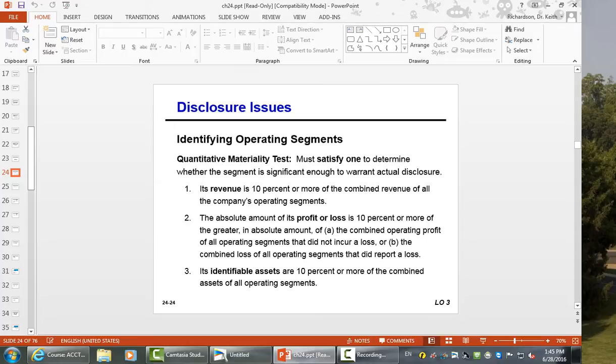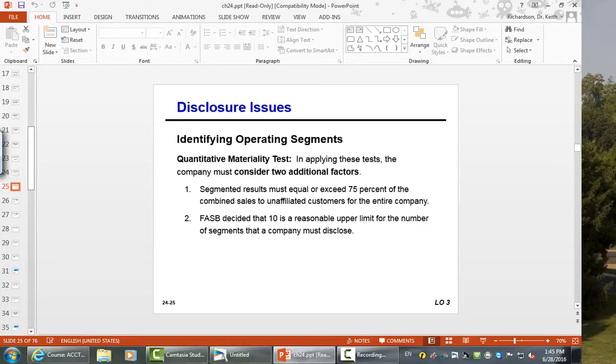Its identifiable assets are 10% or more of the combined assets. So we've got a revenue test, an income or loss test, and an asset test. Got it? So if it's big, it's a segment. Everybody good? Okay, so then on each of them, you could have up to 10, I suppose.